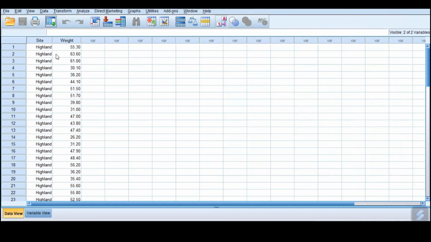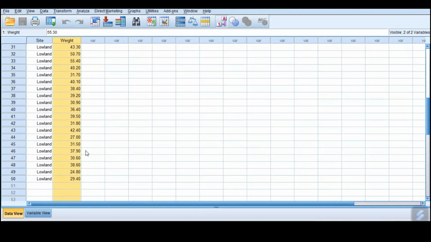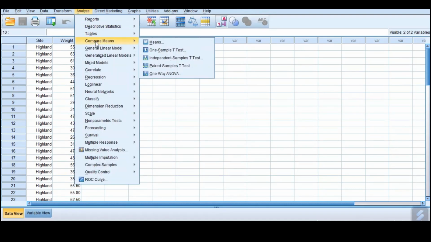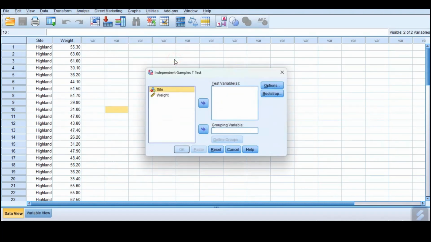In this data we have the weight of an animal, and we want to see if you raise this animal at the highland and at the lowland, where is it going to reach its highest weight? So you analyze, go to compare means, and because it's an independent sample, you can see that these sites are totally different.